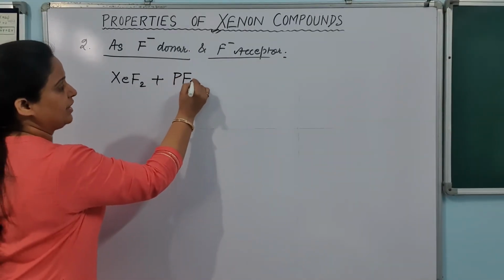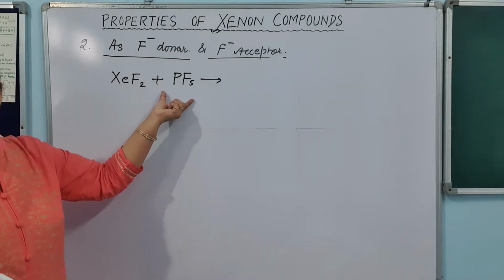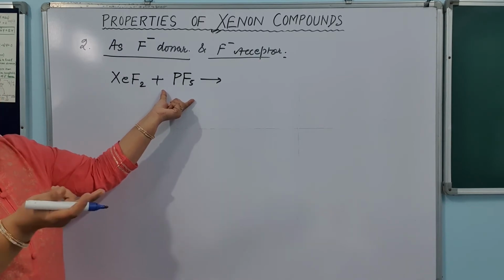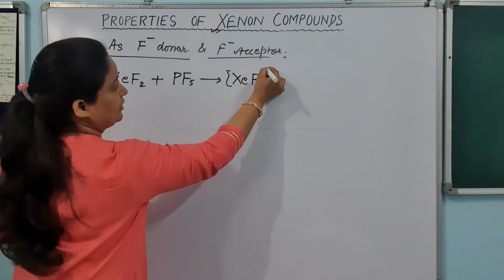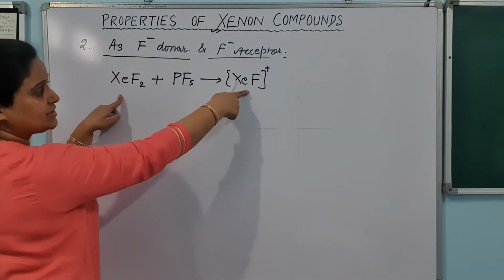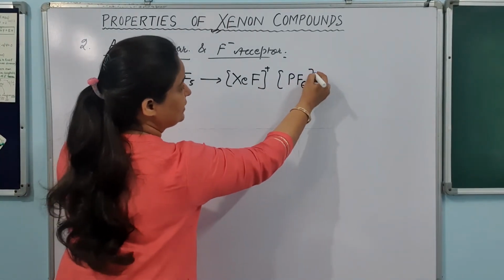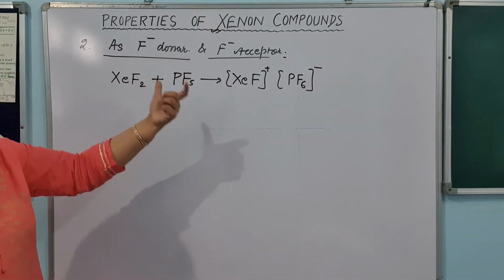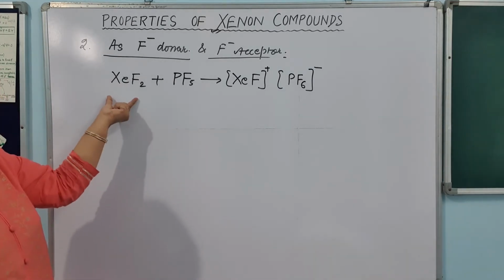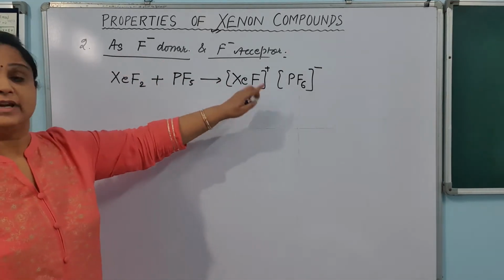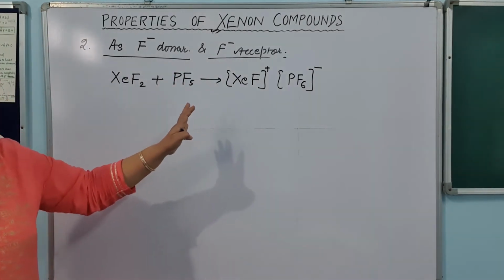PF5. Now what will happen? This xenon fluoride is going to give one fluoride ion to this PF5, and when it does so, it will convert itself into XeF+. One fluoride ion is given, so a positive charge will appear on the xenon fluoride, and when this PF5 gains one fluoride ion, it will convert into PF6-. So a salt is formed in this particular reaction. In this reaction, xenon fluoride is working as a fluoride donor, and donors are called bases. So this is working as a Lewis base here.